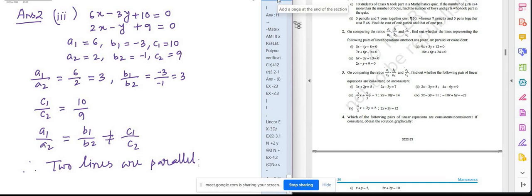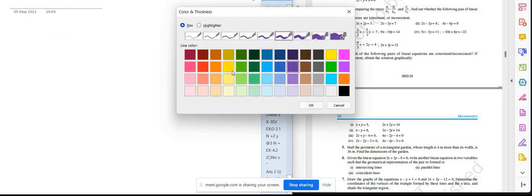Okay. So now question number 3. Now third question. On comparing, third question, what are they saying? On comparing the ratio A1 by A2, B1 by B2, C1 by C2, find out whether the following pair of equations are consistent or inconsistent. That means if it has solution, then it will be consistent. If it has no solution, then it will be inconsistent. Right? Okay.